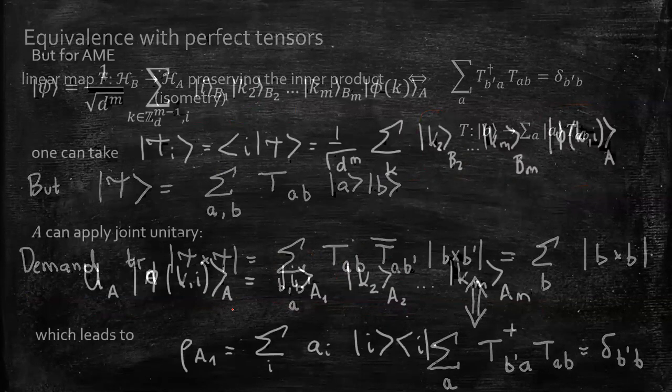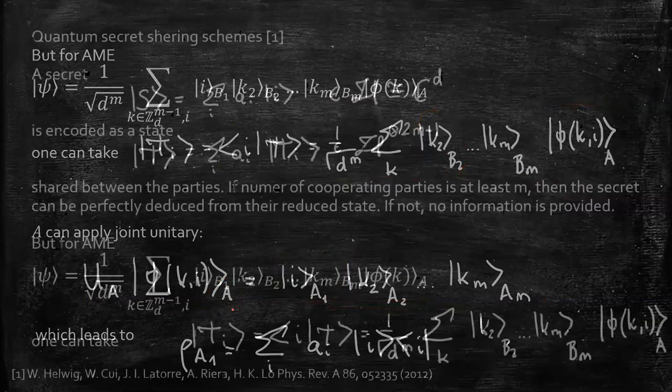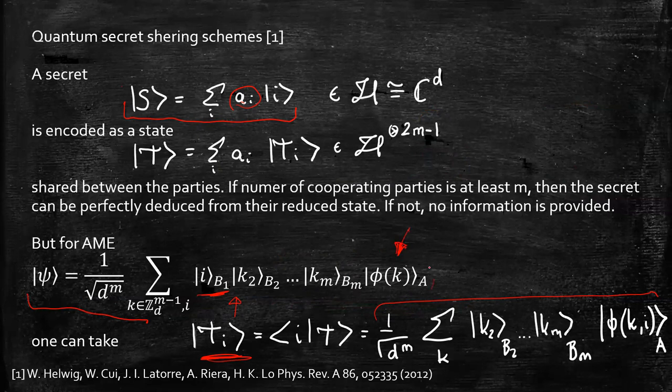Can I ask something here? As far as I understand, what is this protocol all about? So what is in the end the feature? You encode the state, and in what sense is it a secret sharing scheme? In the sense that this encoding is done on the B part of the system, and then the secret sharing is that the A parties, if they collaborate with each other, can extract full information about the state. And if not all of them collaborate, then they have no information about the state that was encoded.